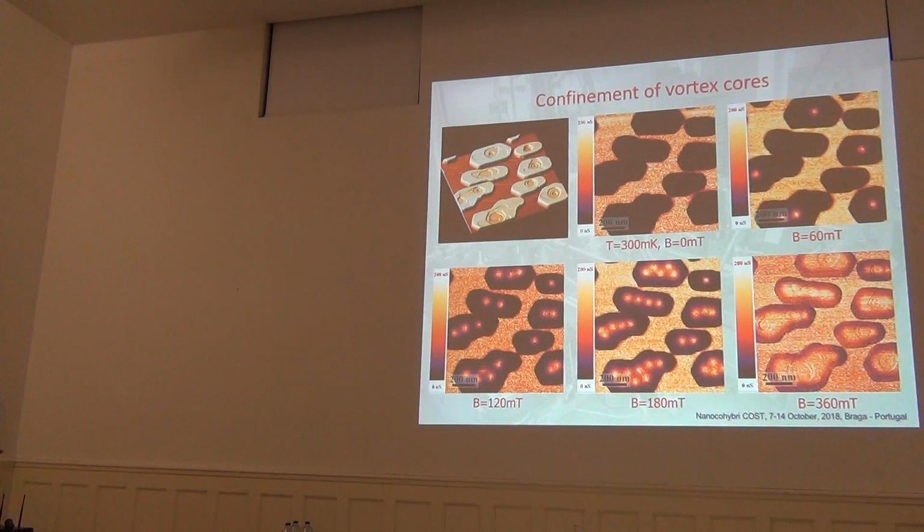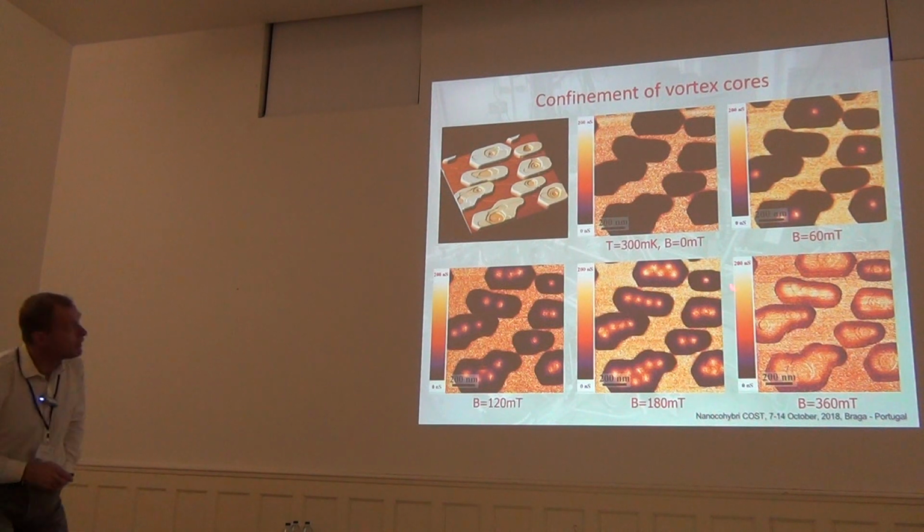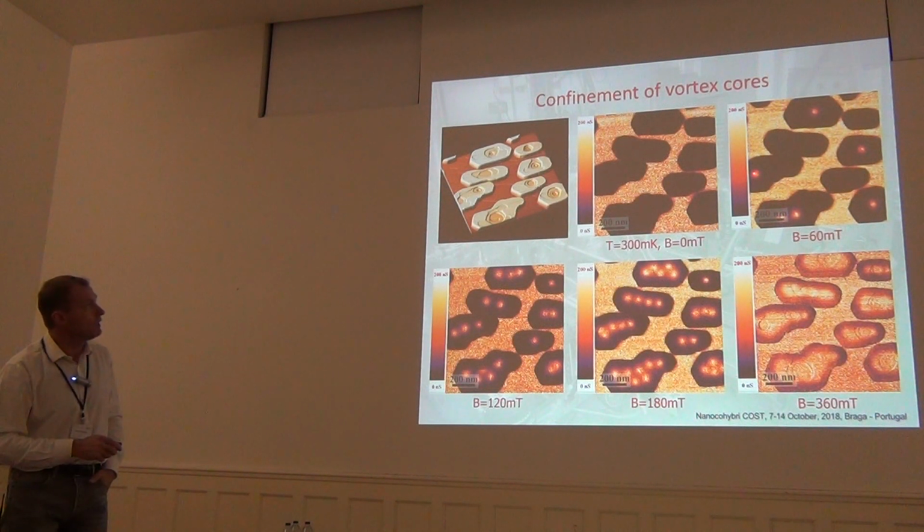So I don't lie. Now you apply a magnetic field, and the size of this island, you see, is 200 nanometers. This one is about 300-400, and so on. What you see is that now I apply a field of 60 millitesla perpendicular to the islands, and I clearly see Abrikosov vortex cores appear. The first question to the students is, why do the vortex cores appear here and not here, for instance? Why do they appear in this island, not in this one?